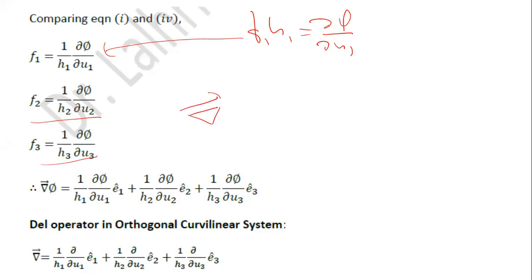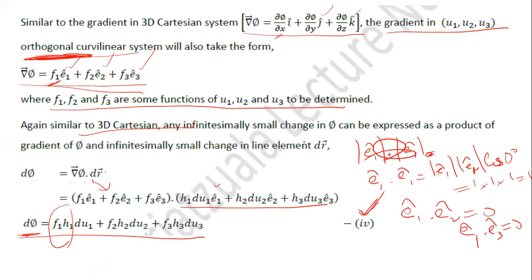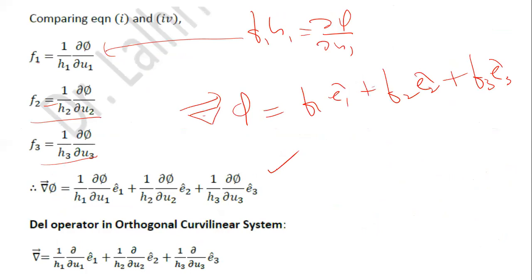So if you remember, this was what we have assumed in the 3D Cartesian system. Grad phi should have the form f1 e1 cap, f2 e2 cap, f3 e3 cap. This is what we have assumed. So you just substitute f1 here, f2 here, and f3 here. This is what you're going to get. I hope you understand this. You just substitute f1, f2, and f3 as we obtained by comparing equation number 4 and equation number 1. So this is your grad phi in the orthogonal curvilinear coordinate system.